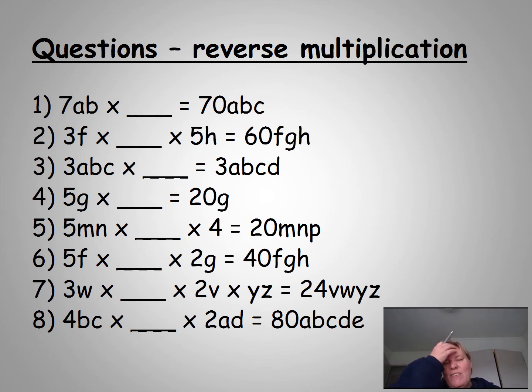So if I've got 7AB, what would I have had to multiply it by to get 70ABC? Well, to get from 7 to 70, I'd have had to multiply by 10. And to get from AB to ABC, I'd have to multiply by C. So if I'm right, that is 10C. Okay, can you try the next ones for me? So please pause right now.